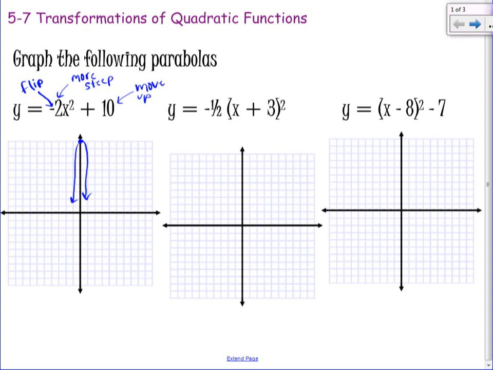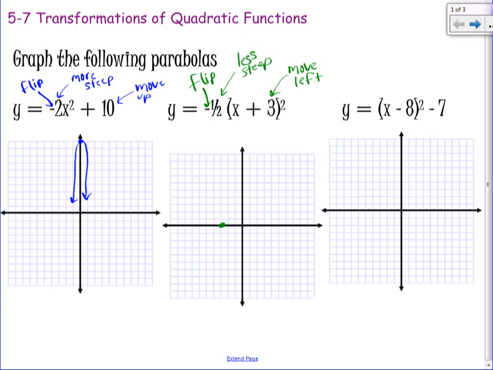Okay, the next one. Let's write what each of these numbers and clues are. The minus sign, we flip. The 1/2, less steep. And where are we moving this? Yes, remember the left and the right are the opposite sign that you think it should be, or the opposite direction, I should say, based on the sign. Okay, so knowing all of these things, we're going to move left.